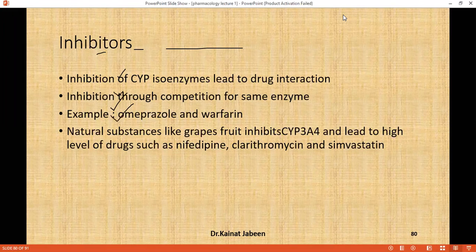Other than these drugs, there are some natural substances like grapefruit that also inhibit CYP3A4 and lead to high levels of drugs such as nifedipine, clarithromycin, and simvastatin that are metabolized through the CYP3A4 system.